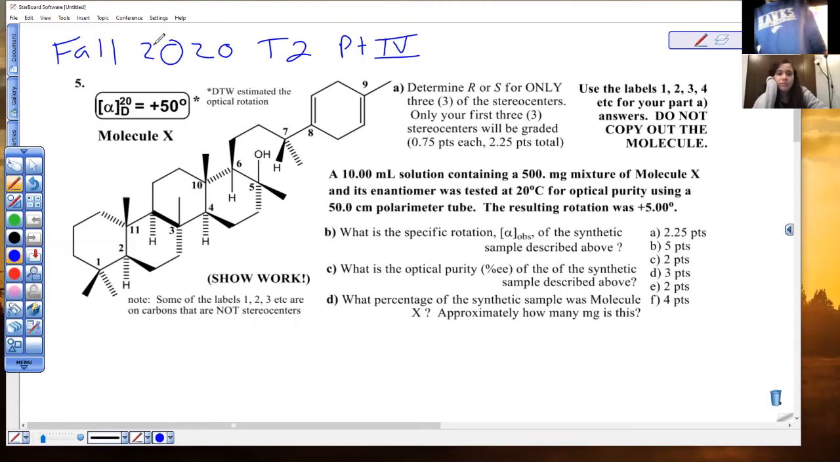All right, everybody, we're going to do Fall 2020 Test 2, Part 4. This is the early version, the first one you'll encounter as you open up the document. Question 5 has a big molecule. I will leave it up to you to do the R and S. Maybe at a future date, we can do some more practice on those. But I think we're going to focus on this new material that has to do with optical rotation.